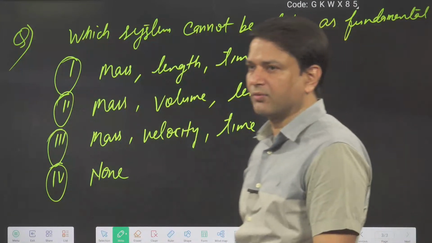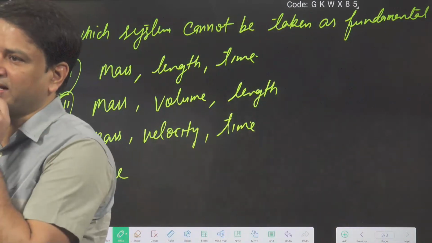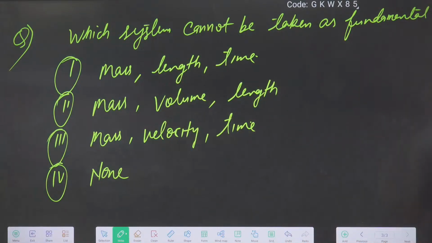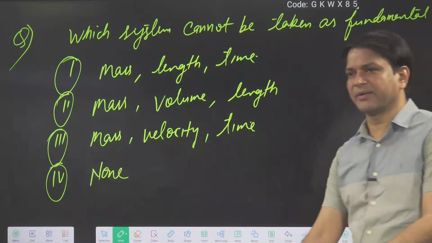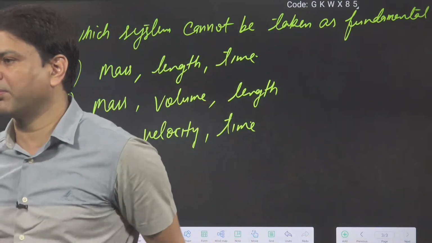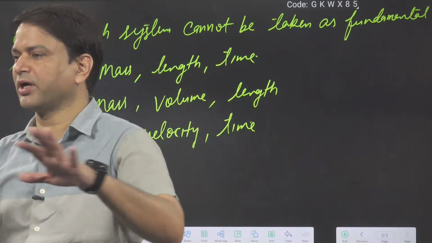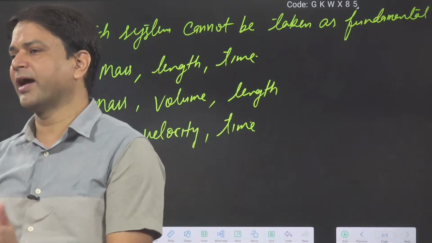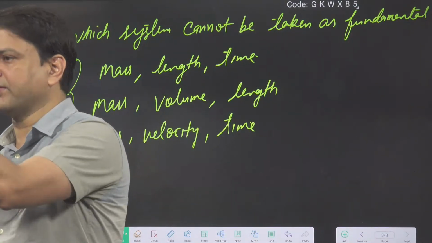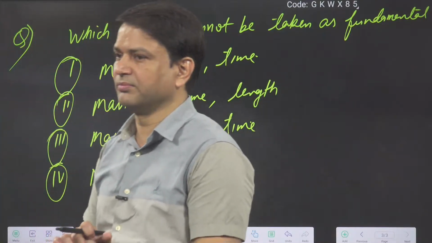What is the question? Which system cannot be taken as fundamental? So here I have given mass, length, time. Suppose you have to make your own fundamental system. We are deciding which quantities we have to take as fundamental, but we have to follow the condition of the fundamental quantities. So which system can we not take as a fundamental system?